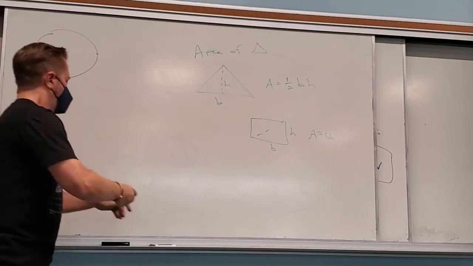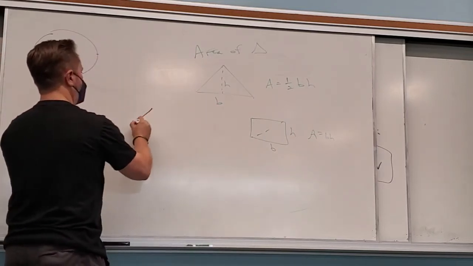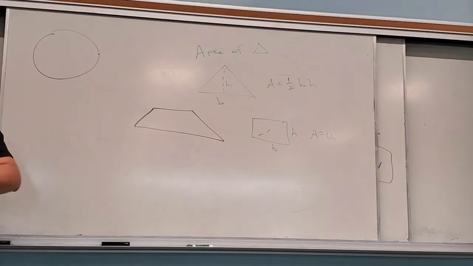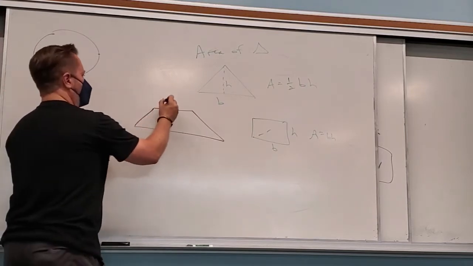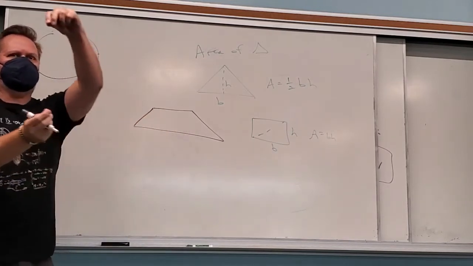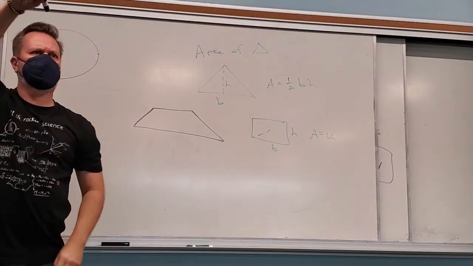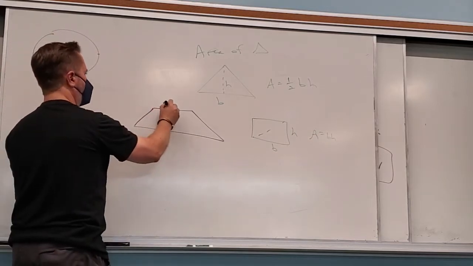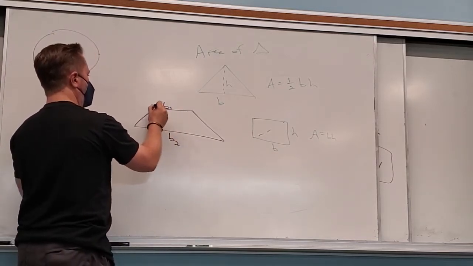So what about the area of a trapezoid? All right, so let's see. Do you see how it has two bases? Could I turn this around and it would still sit there? It would still sit on a table or something, right? So I'm going to call this base 1, I'm going to call this base 2, and this is the height.